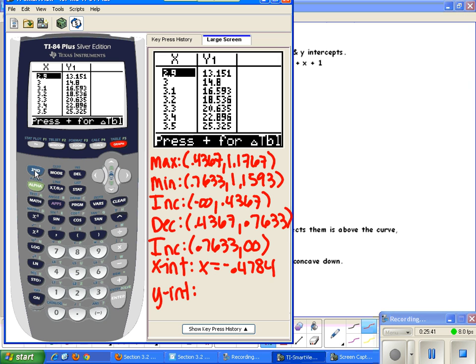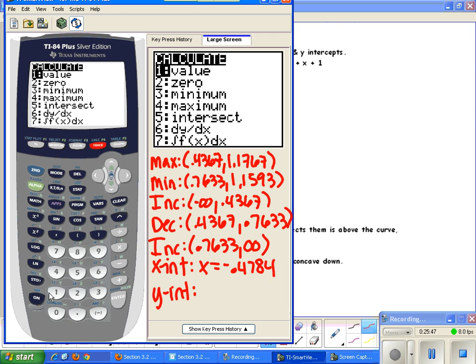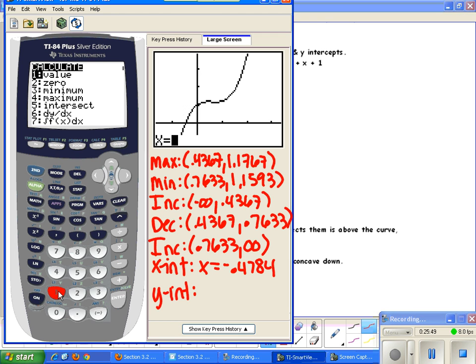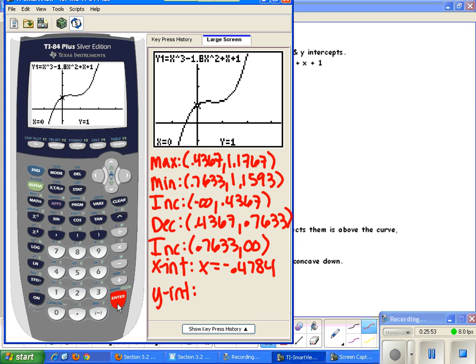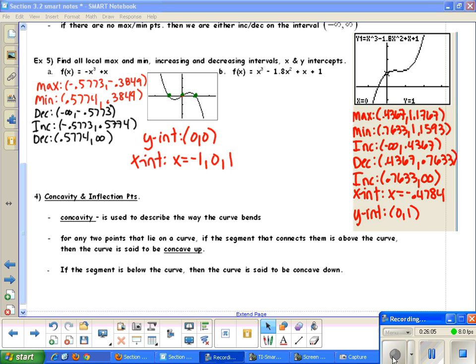And my y-intercept, I can plug 0 into my equation and figure out what my y-intercept is, or I can hit second trace and I want the value, which is number 1. If I hit an x value of 0, because that's what I'm doing, I'm plugging 0 into my graph, I get a y value of 1. So I know my y-intercept is going to be 0, 1, or you can say y equals 1. So that's all the information. And now I have analyzed everything I need for the graph.